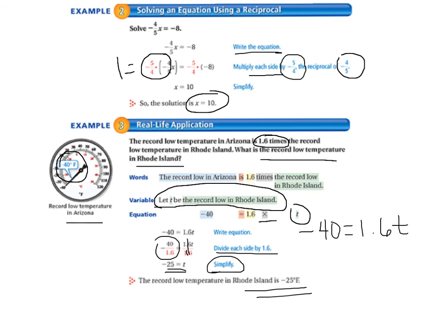So if you can believe it, Arizona actually has a lower record low temperature than Rhode Island. That's tough to believe.